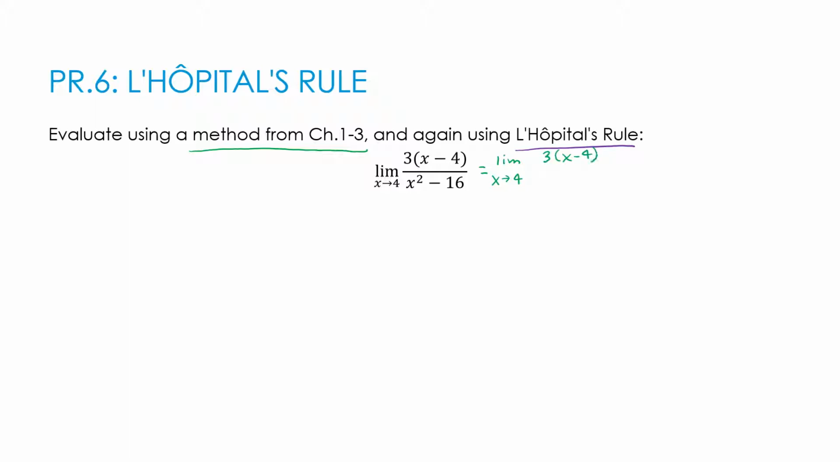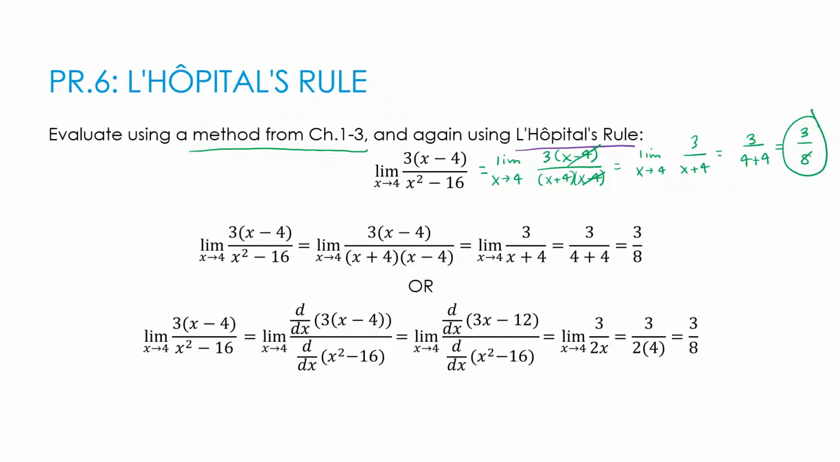My numerator is 3 times the quantity of x minus 4, and my denominator, if I factor, is x plus 4 times x minus 4, because it's a difference of squares pattern. So really, I'm finding the limit as x approaches 4 of 3 over x plus 4. Direct substitution says that's 3 over 4 plus 4, or 3/8. So that's the way that I would just do it if they asked me to solve this question. What they want me to do now is verify that I'm going to get 3/8 if I use L'Hopital's rule.